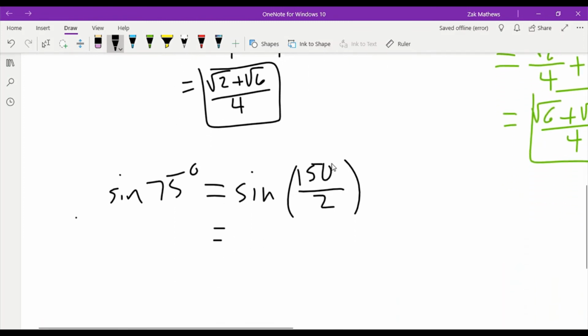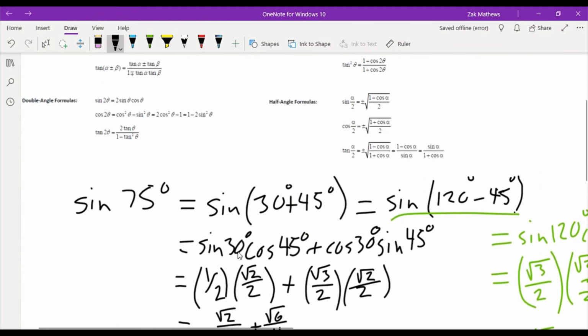I'm not going to look at the 150 yet. The 150 is not what I'm looking at. I'm looking at sine of 75. Well, which quadrant is 75 degrees in? That is in the first quadrant, and sine is positive in the first quadrant. So I'm going to keep it as a positive, or just not write anything in front.